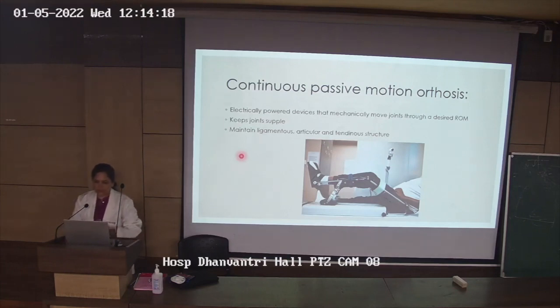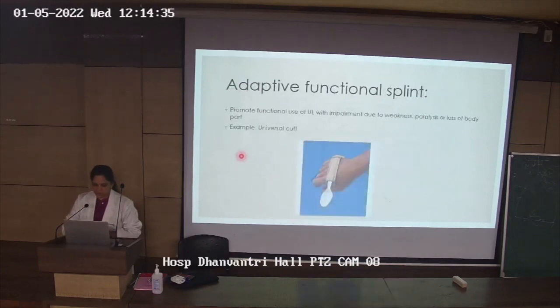Basically, these continuous passive motion orthoses are electrically powered, and that's the reason it is passive motion. The patient is not applying any kind of force himself, and it's desired to keep the joint supple and maintain ligamentous, articular and tendinous structure and flexibility. Then there is the adaptive functional splint. It promotes the functional use of the upper limb with impairment due to weakness, paralysis or loss of a body part.